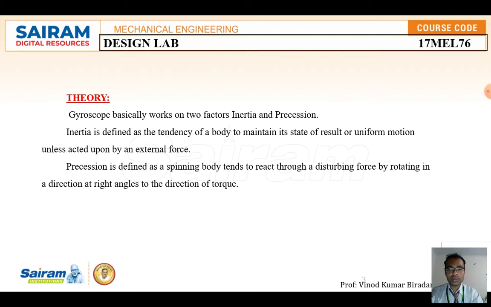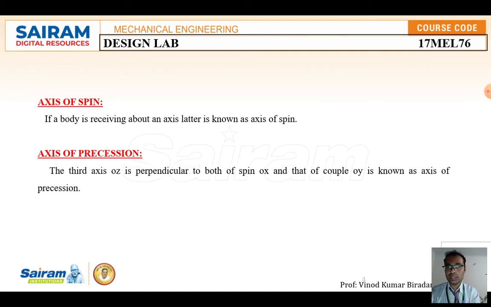Okay, so where G stands for what? Gyroscopic effect, and I is the moment of inertia. Omega is the angular velocity and omega p is the angular velocity of precession. Okay, so here these are the axes of the spin.